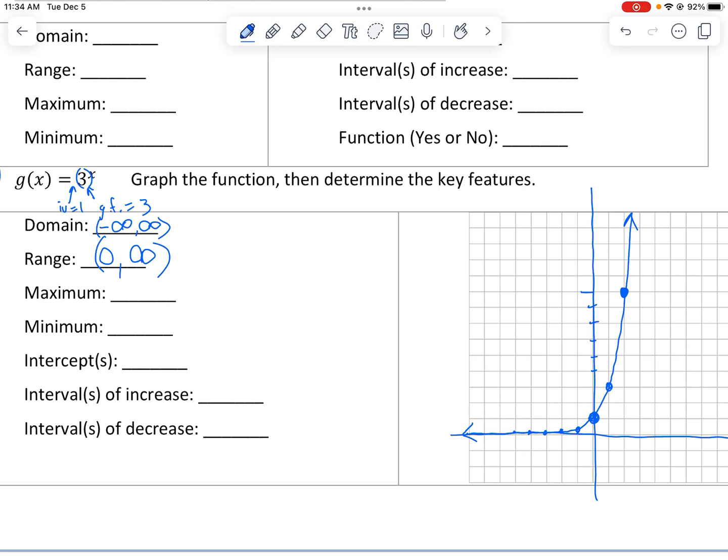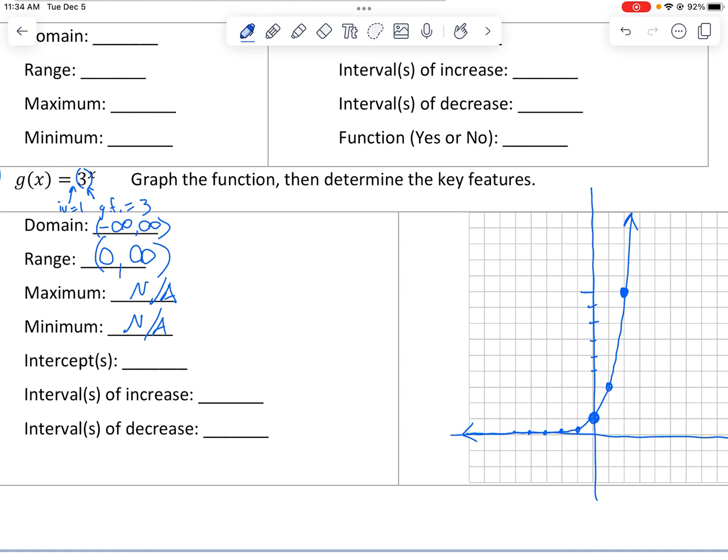The maximum here, it looks like we have a maximum, but it does have this arrow. It goes up continuously. It never stops going up. So we don't actually have a maximum. So we can put NA or none. Same with the minimum. We never actually reach the smallest point on this function. You can think you find the smallest point, and then there's one smaller than it. So we never actually quite reach one.